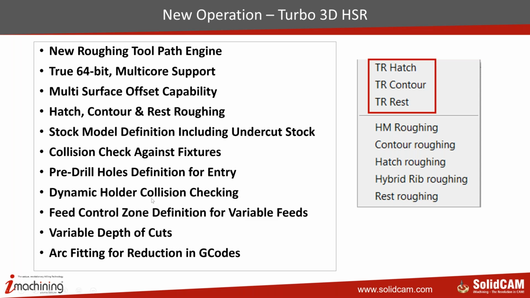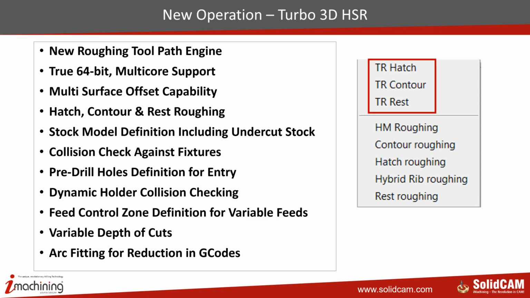Inside Turbo HSR, you have hatch, contour, and rest roughing. Stock model definition, including undercut stock, is available. You can check collision with respect to the fixture. You can define the fixture by a 3D model or a set of surfaces, or you can use a 2D sketch. You can define the boundary and define it as a fixture, so it will take care of fixture collision automatically.